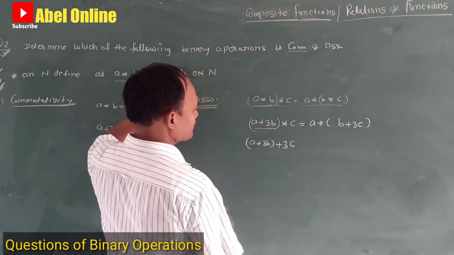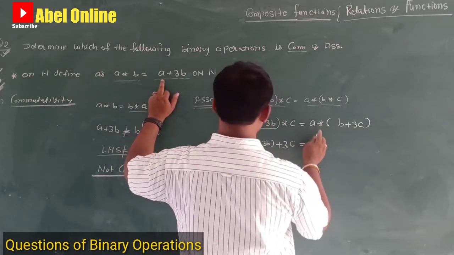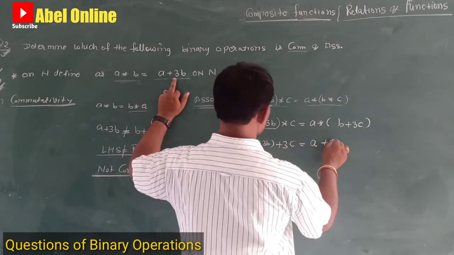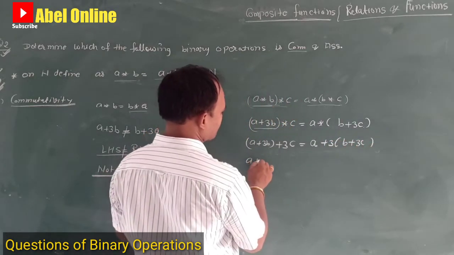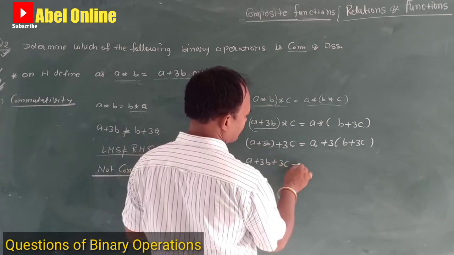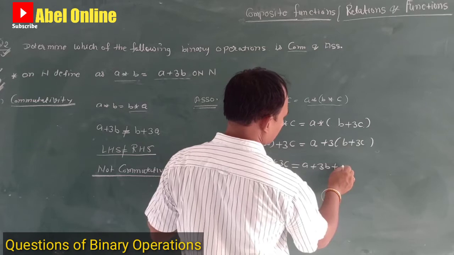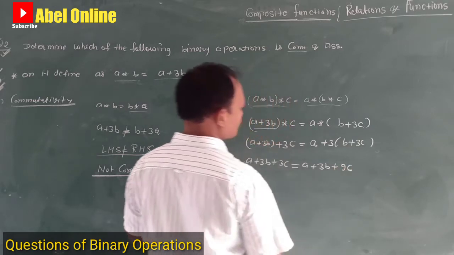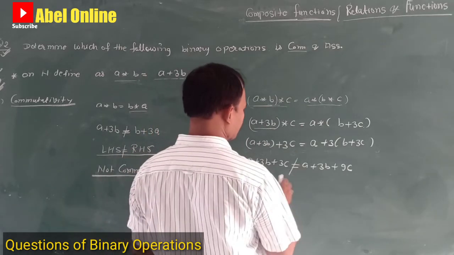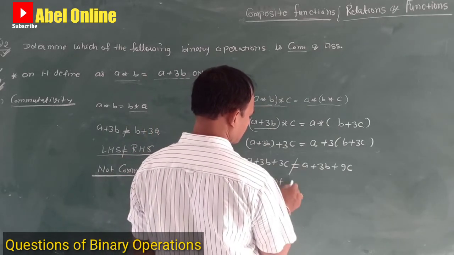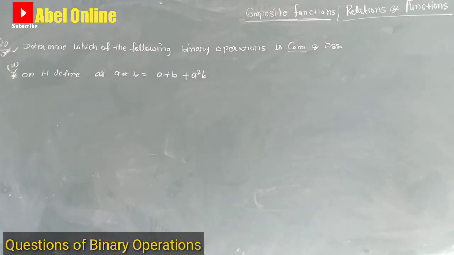So we can say that a plus 3b plus 3c, and here a equal a means there is the a and there is the 3 and the value of b is b plus 3c. So we can say that a plus 3b plus 3c equals a plus 3b plus 9c. So it is very clear that this is not associative.